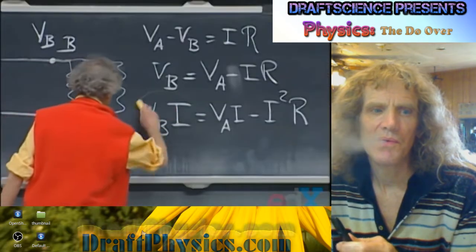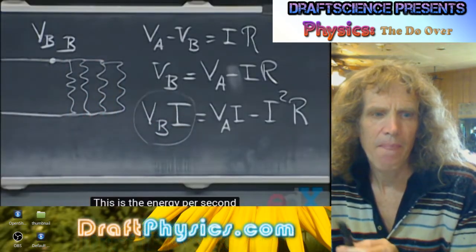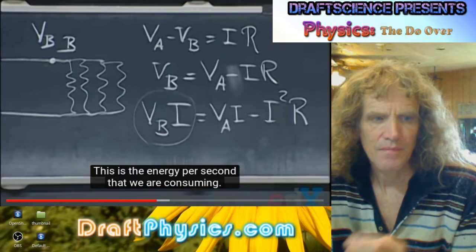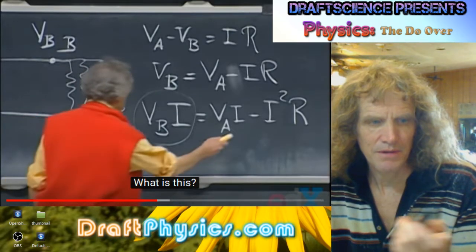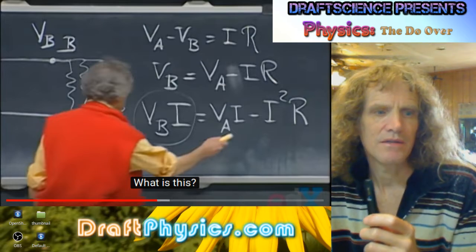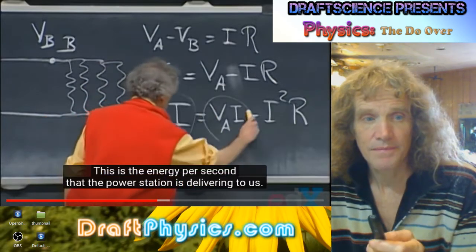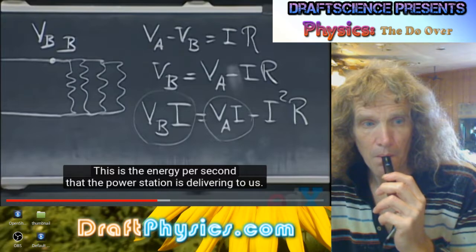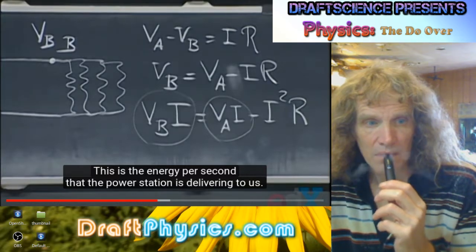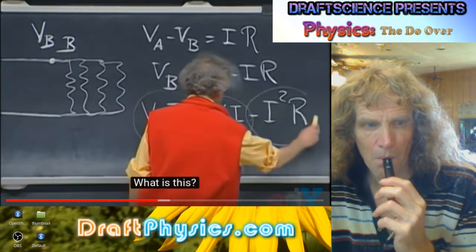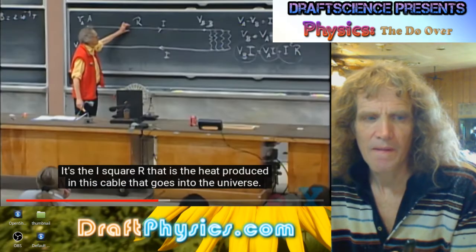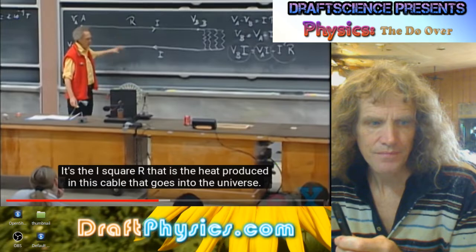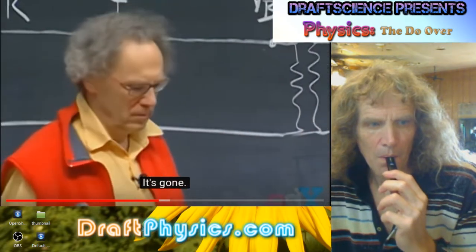What is this? This is the energy per second that we are consuming. What is this? Voltage times current with the B thing. This is the energy per second that the power station is delivering to us. What is this? That's lost energy. It's the I squared R, it is the heat produced in this cable. It goes into the universe, it's gone.